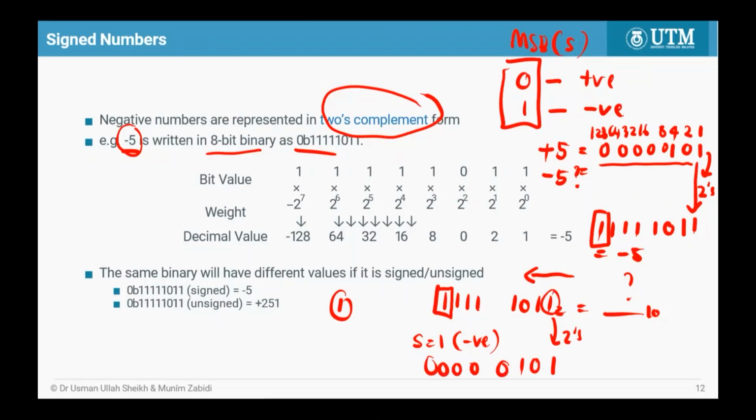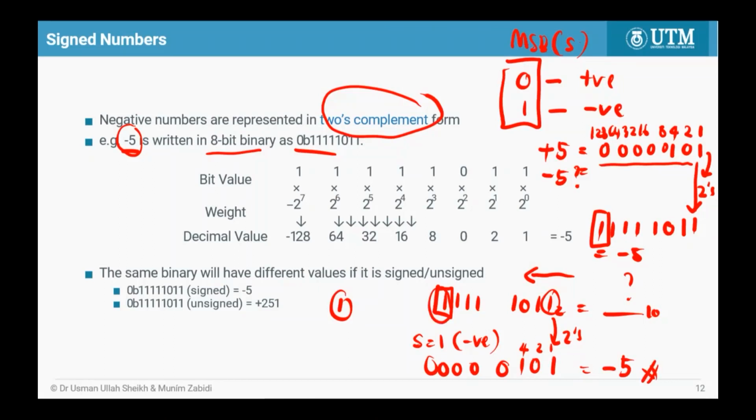Since this value here is 0 0 0 0 1 0 1, now by using the weightage system, you find out what is the number. After you multiply all the weights here, you find out this represents number 5. And since this one here is negative, you just put negative 5. So the answer is negative 5. So this is only valid for signed numbers.